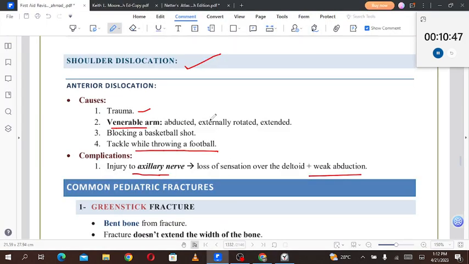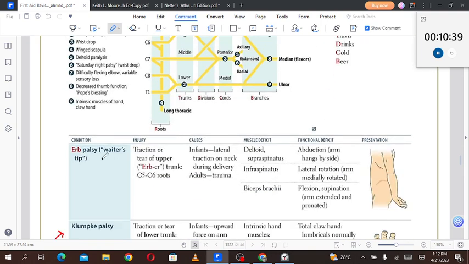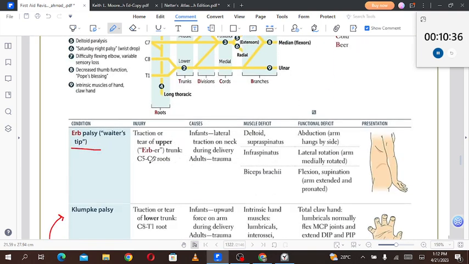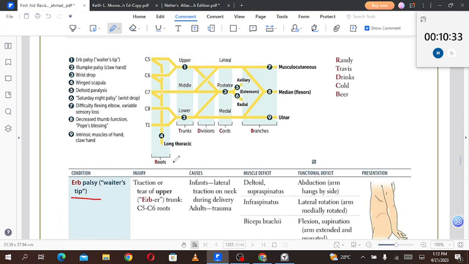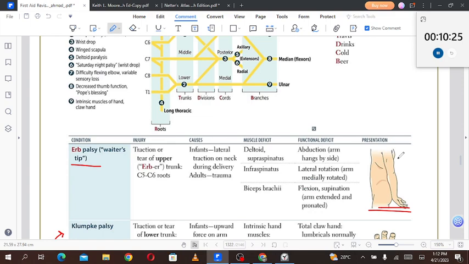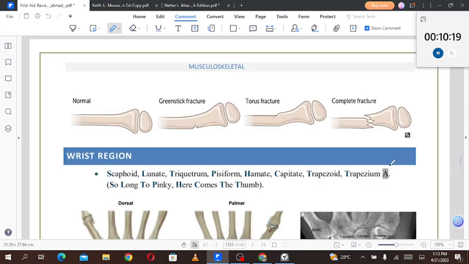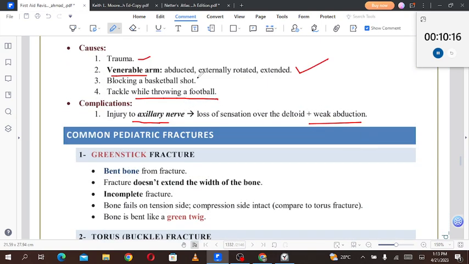Vulnerable arm: abducted, externally rotated and extended arm. I guess it's about the brachial plexus injury that we saw over here. Yes, this one, the Erb's palsy. That was involving the C5, C6 nerve roots. I guess it was involving the axillary nerve as well. I think it is this one. But in Erb's palsy the arm is adducted, extended and pronated, and here they are saying that the arm will be abducted, externally rotated and extended. So it's not Erb's palsy, it is something else. So that is called the vulnerable arm.